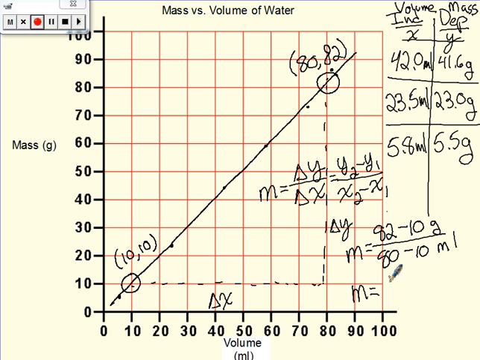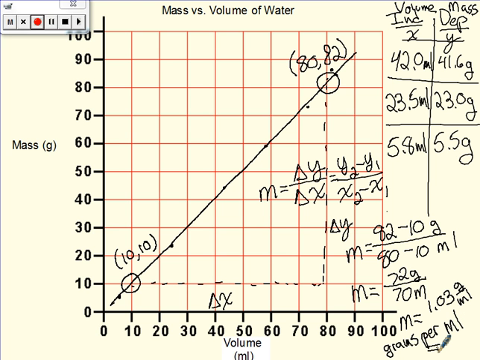Now doing our calculation, we have 72 grams divided by 70 milliliters, and this is where we pull the calculator out. And we get 1.03, and our units following our division are grams over milliliters, which is read as grams per milliliter, where the per always refers to a division, which also means a comparison.